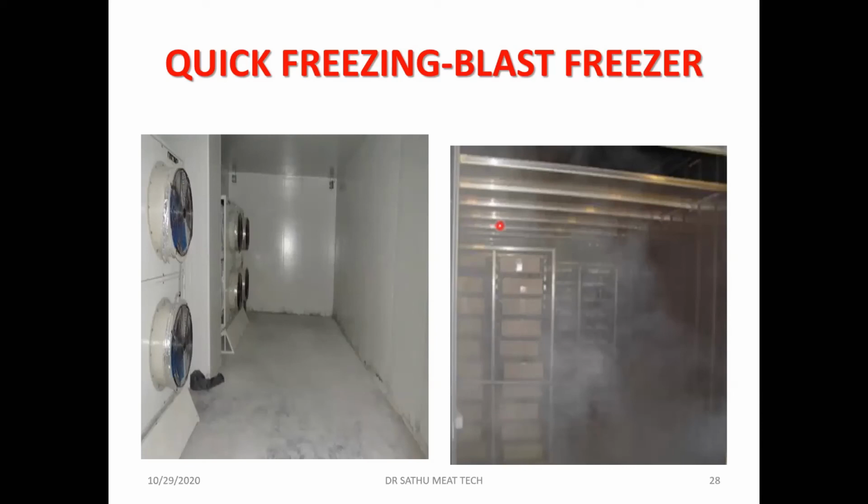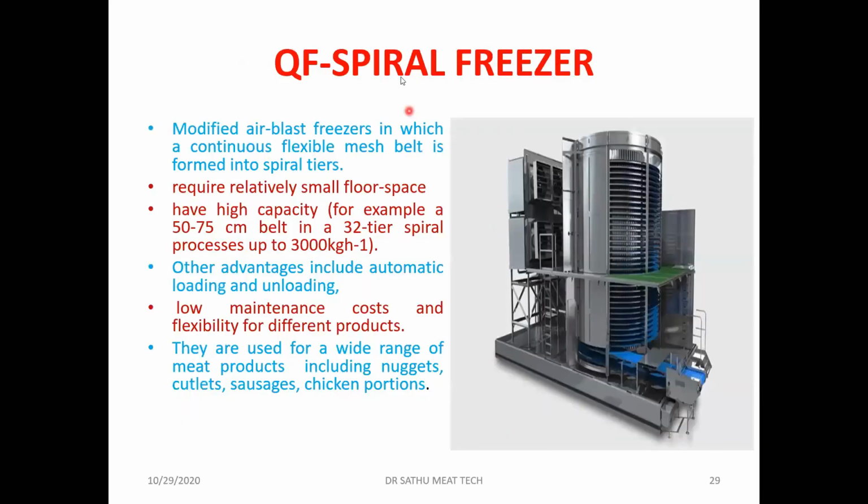Next, we have the spiral freezers. This is a modified blast freezer, we can say. Now, in most of the industry, they are adapting these freezers. This is a modified air blast freezer in which a continuous flexible mesh belt is formed into a spiral tier.